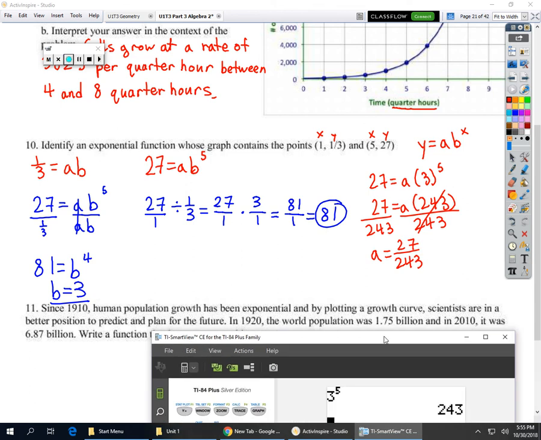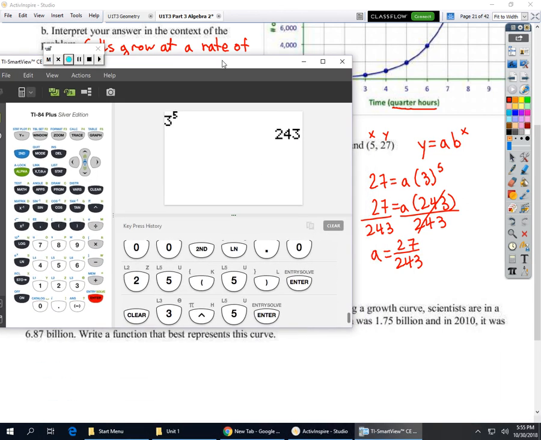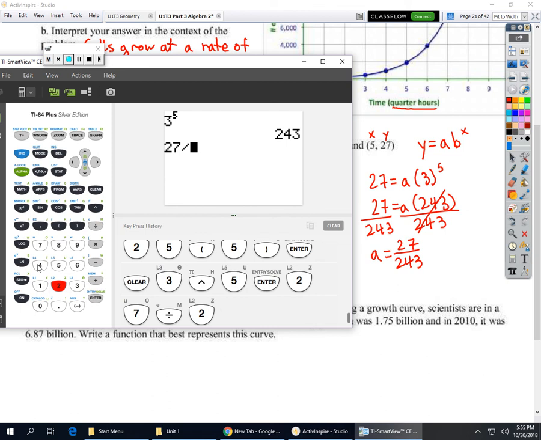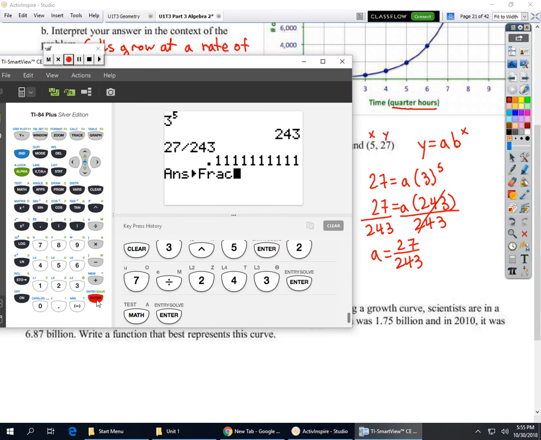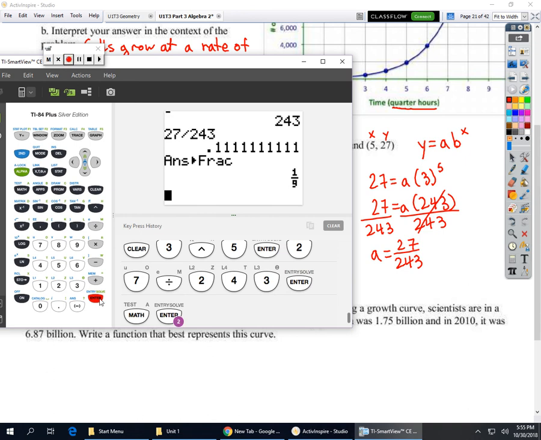No, what's kind of nice is the calculator has a wonderful function that will actually change your fractions into reduced ones. So first you put 27 divided by 243. That turns into decimal point 1111111. But if you change it back to a fraction by pressing math, fract, it will give you the fraction in a reduced format. Oh, so cool. A is actually 1 over 9.